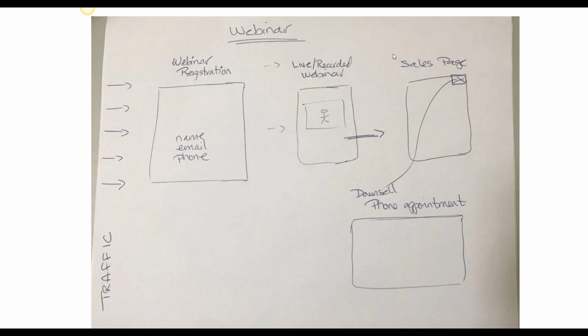Now that webinar registration points to a live or a recorded webinar. If the webinar is live, we always use GoToWebinar like we're doing right now. If it's recorded, we'll use Leadpages or ClickFunnels to play a recorded webinar. And then on that live or recorded webinar, we always have a call to action, send them to a sales page. When they get to that sales page, if they leave without purchasing, they're going to see a downsell or a page to get a phone appointment.